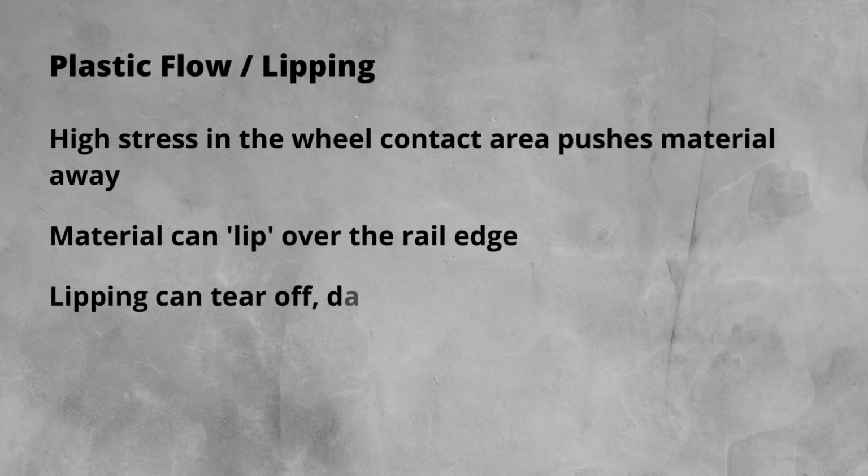Firstly, lipping can tear off, causing damage to the railhead. This is a big issue in cast crossings, where both sides of the railhead may see traffic, compared to a standard rail, where lipping on the outside is less of an issue.